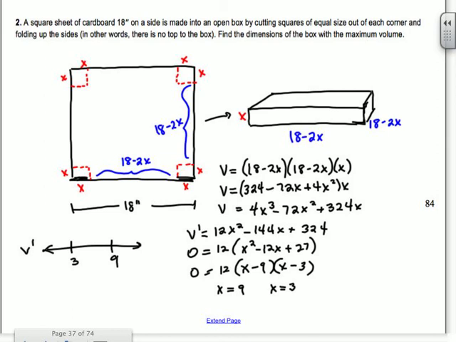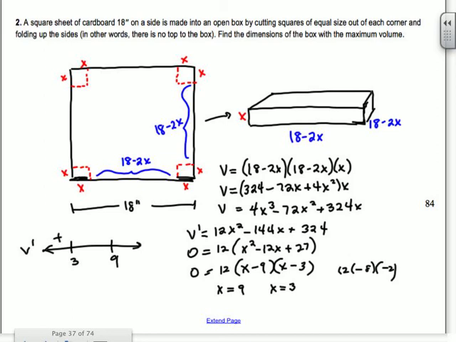If you test a number smaller than 3, so think, you can't do 0, right? Why could you not do 0? Right, that's going to be undefined. There's no height to the box then. It's not really a box. Okay, so let's try 1. If I try 1 in the derivative, I get 12 times negative 8 times negative 2. So it's a positive number.